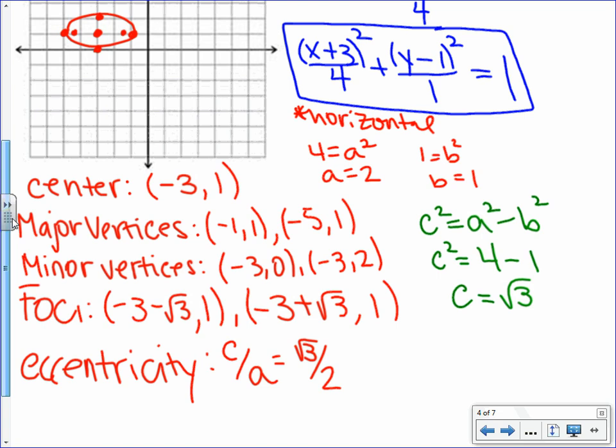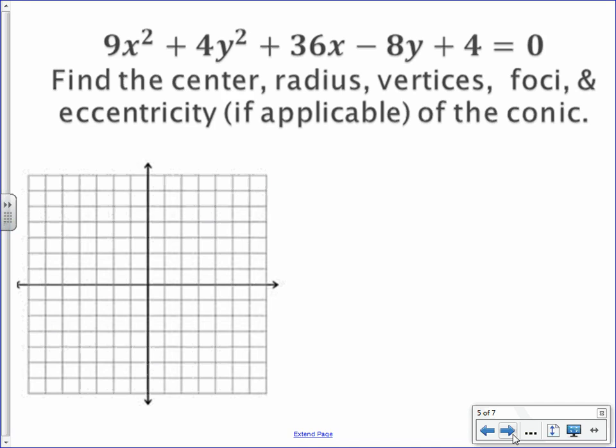Okay, we're going to do another example. Is this an ellipse? Yes. We have x squared and y squared, and they're both positive. Are we going to have to complete the square? Yes, we're going to have to do it twice so we can get an x minus h squared and a y minus k squared. Okay?